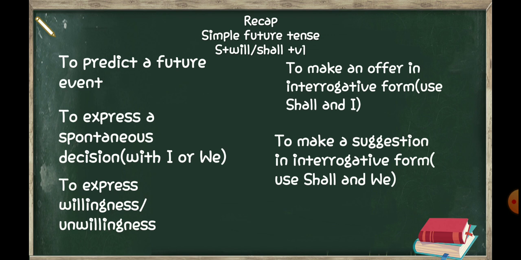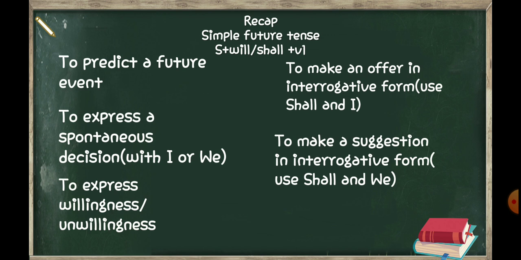Then to make an offer in interrogative form, we'll be using shall and I to construct this. For example, shall I draw this for you? Shall I fill in your file? So likewise, to make an offer, you can use this. Then to make a suggestion in interrogative form, we use shall and we. For example, shall we go for a ride? Shall we buy this product? Shall we go for a walk? Like this, you can construct some sentences to make a suggestion. I guess you were able to recollect what we have learned in the previous session.